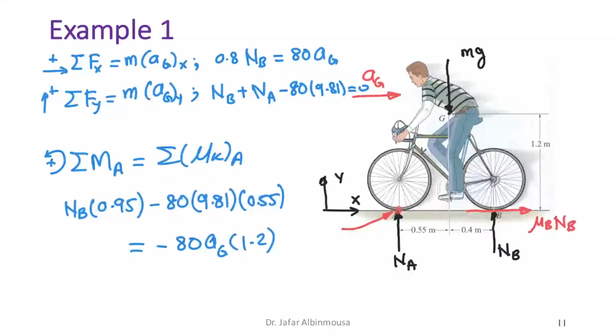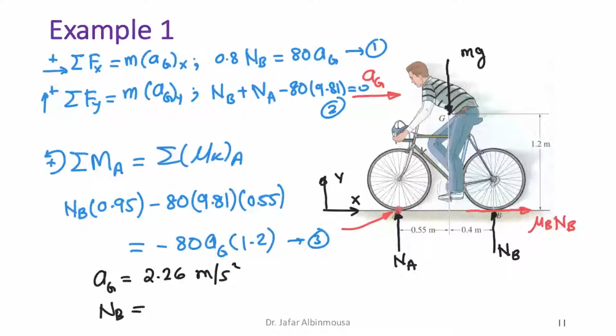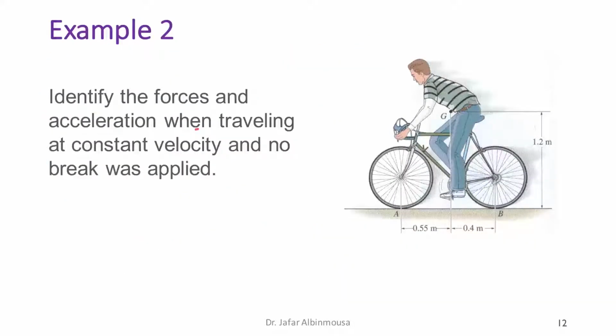If I solve all of the three equations, this is equation number 1, this is equation number 2, and this is equation number 3, I will get a_G equal to 2.26 meter per second squared, N_B equals 226 Newton, and N_A equals 559 Newton.